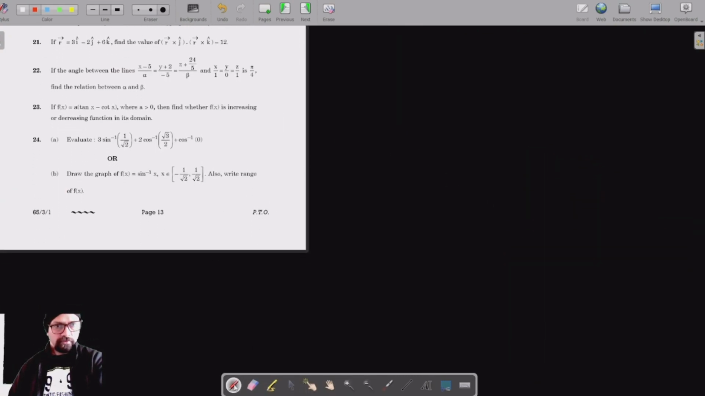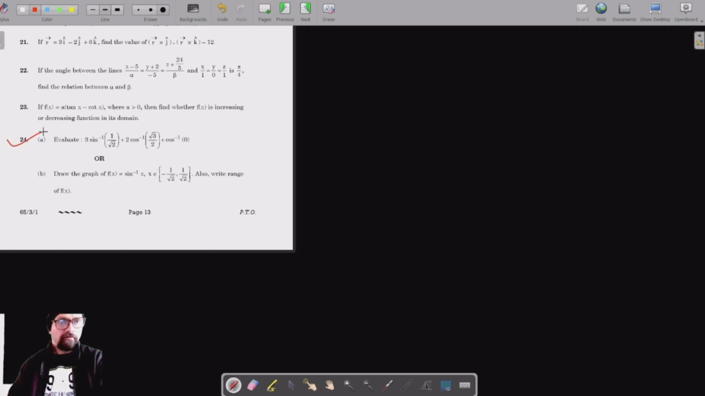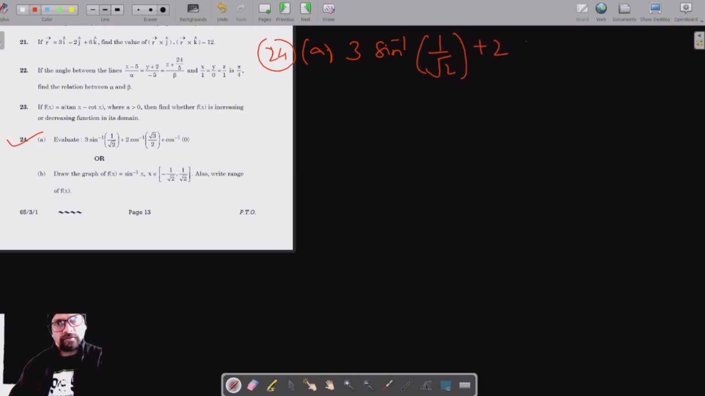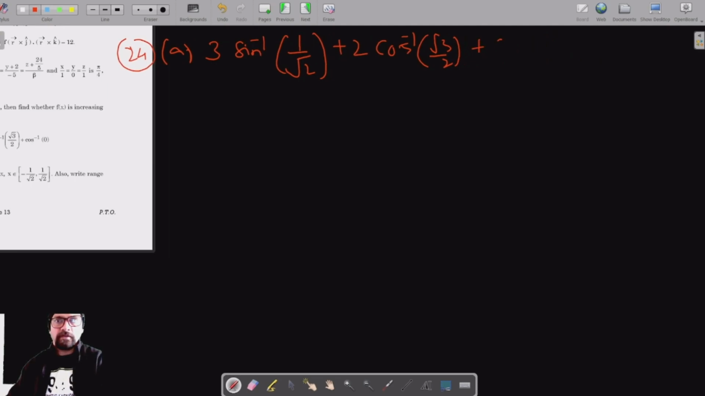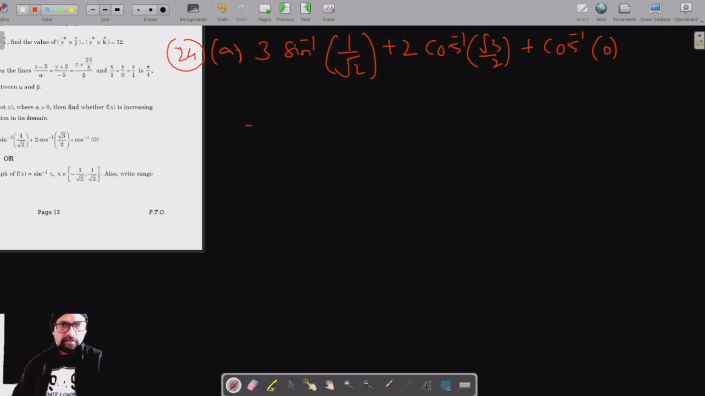Before question number 24, we have two parts. The first one is to evaluate 3 sine inverse 1 by root 2 plus 2 cos inverse root 3 by 2 plus cos inverse 0. So let's get the first part done, and it's part A.